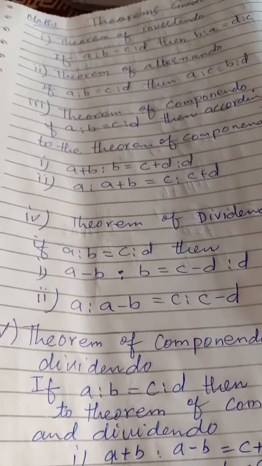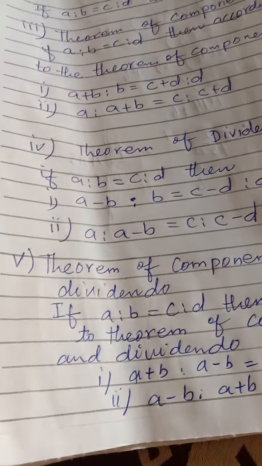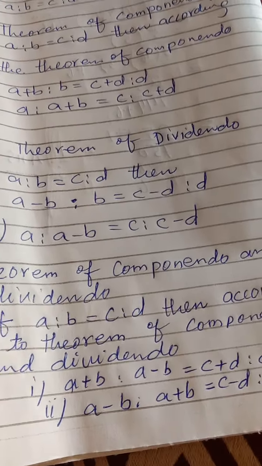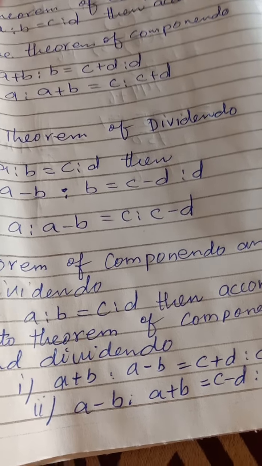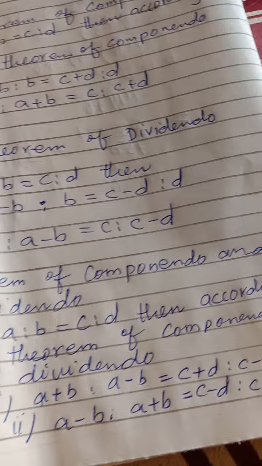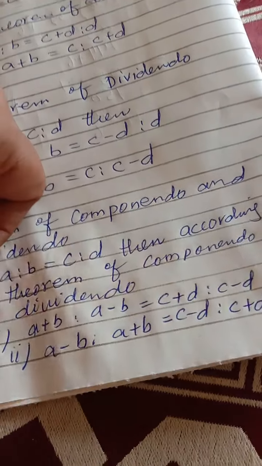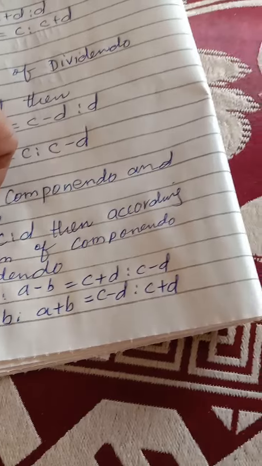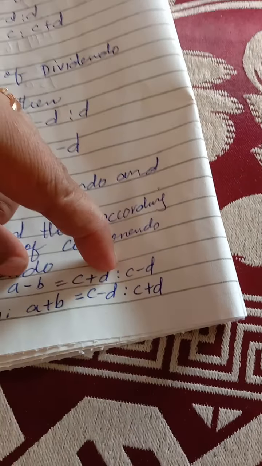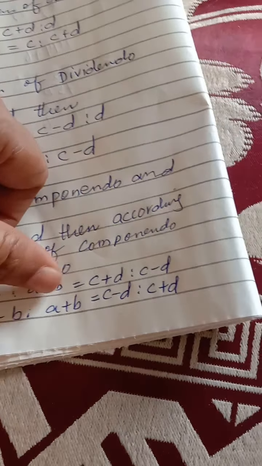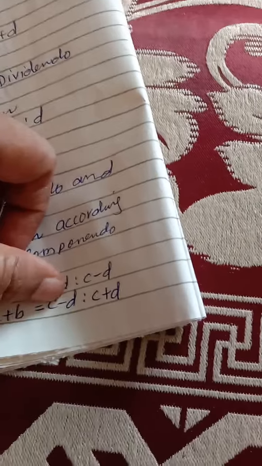The last theorem is very important, which is the theorem of componendo and dividendo. Two properties of these theorems are combined here. If A is to B equals C is to D, then there are two possibilities, right? Number one is A plus B is to A minus B will be equal to C plus D is to C minus D. And the second possibility will be A minus B is to A plus B will be equal to C minus D is to C plus D.